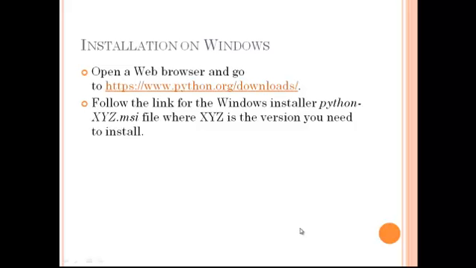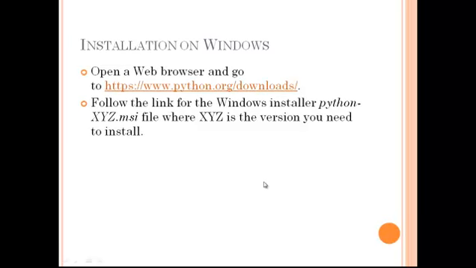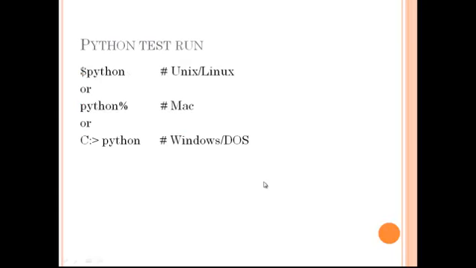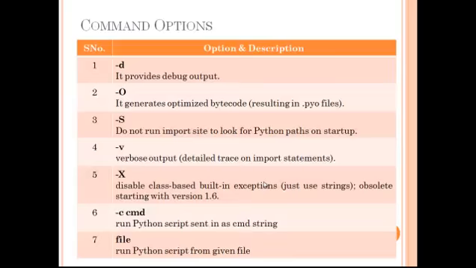Once we install Python on our machine, we can follow the steps to be implemented. If you are using Python on a Unix or Linux machine, at the $ prompt you will type python. If it is the Mac operating system, Python % will be there for your operation. Or if you are using Windows, at your specific drive you will type the command python. That will help you to start up the Python system.